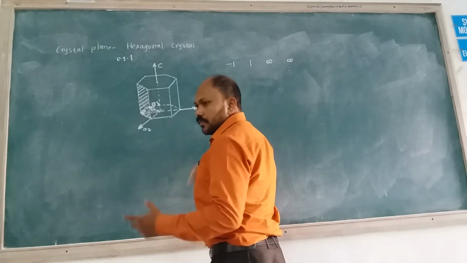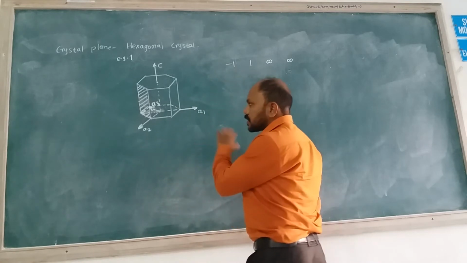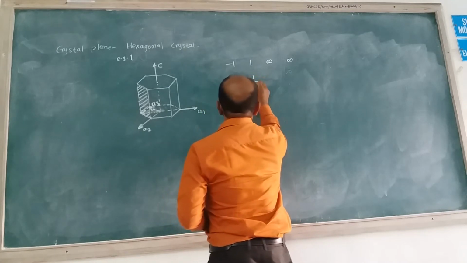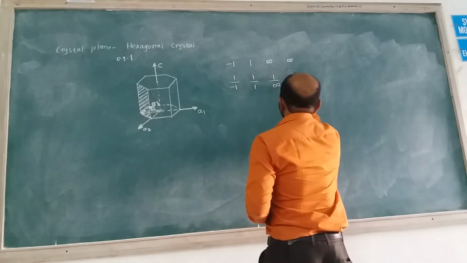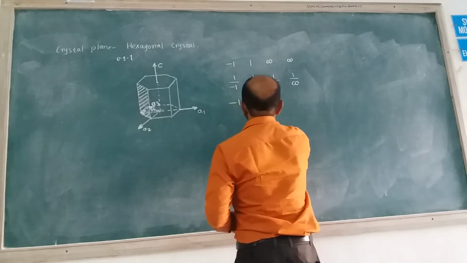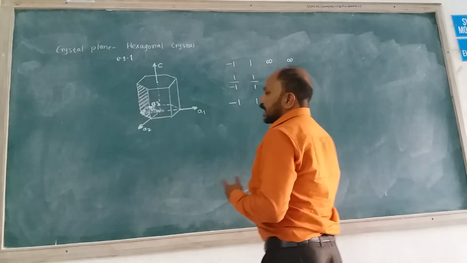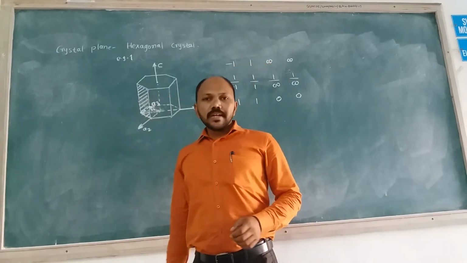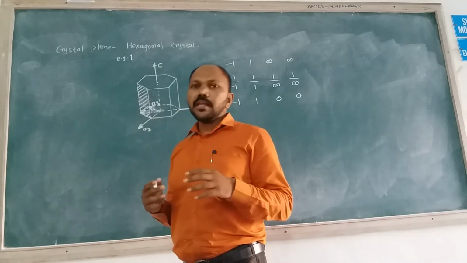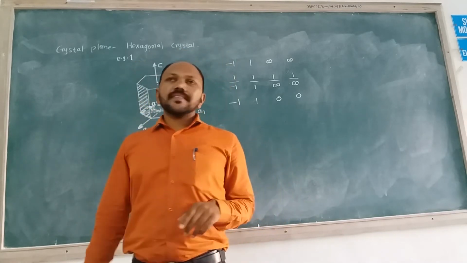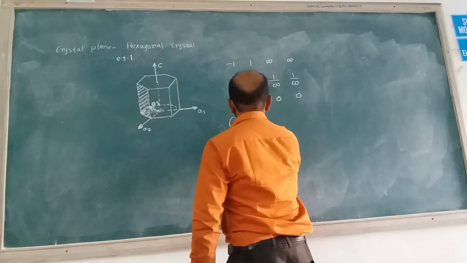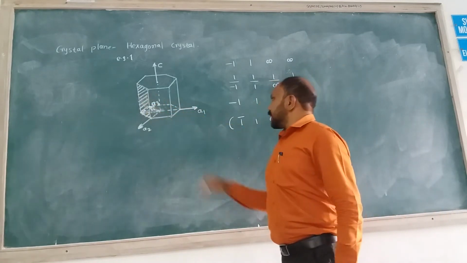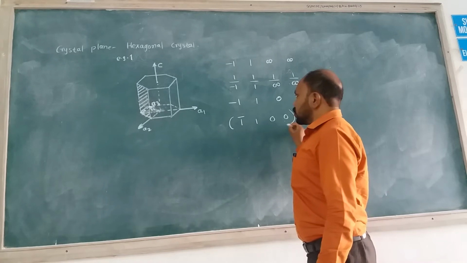Our rule is to take the intercepts first and then take the reciprocals. So after taking reciprocals, 1 upon -1, 1 upon 1, 1 upon infinity, 1 upon infinity. So the values become -1, 1, 0, 0. Our last rule is that if a negative value is there, then use the bar symbol, and for representation of a plane we write it in parentheses. So this is our representation for this shaded plane, that is (1 bar, 1, 0, 0).